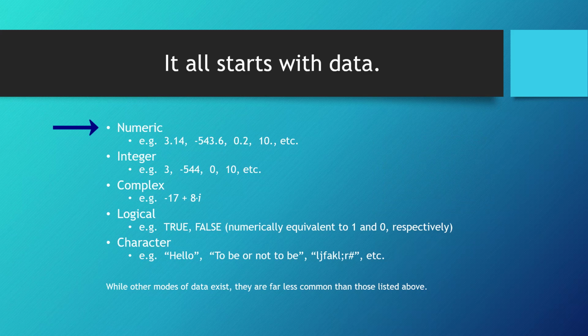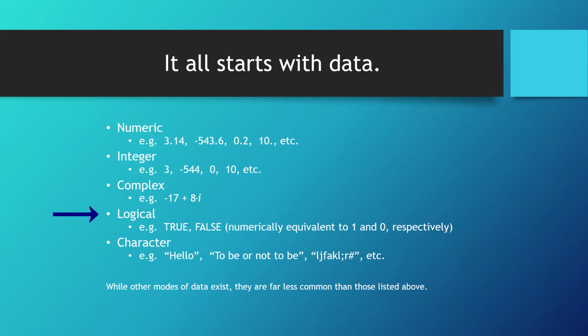Numeric data is pretty much what it sounds like, numbers, which can include decimal places. By comparison, integers have no decimal places. Complex numbers have two parts, a real number and an imaginary number. The real number is just what we normally call a number, such as -17. The imaginary number is a real number multiplied by i, which is the square root of -1. In the example shown here, the imaginary number is 8 times i. In the past, I encountered imaginary numbers in electrical engineering courses, but I haven't personally had any other experience with them.